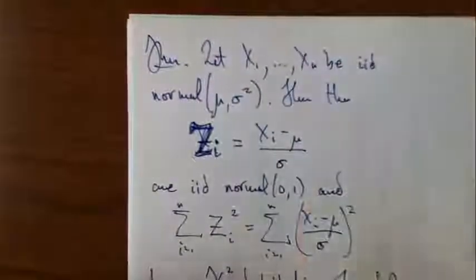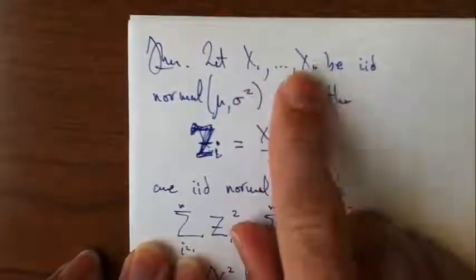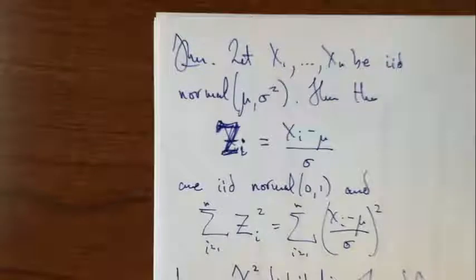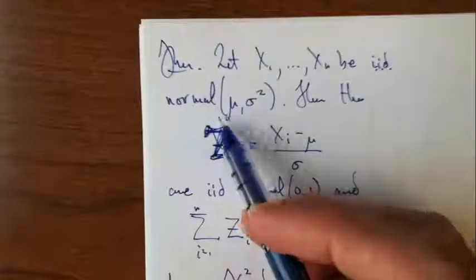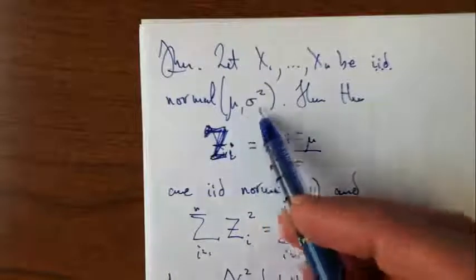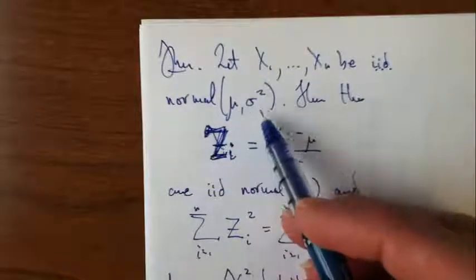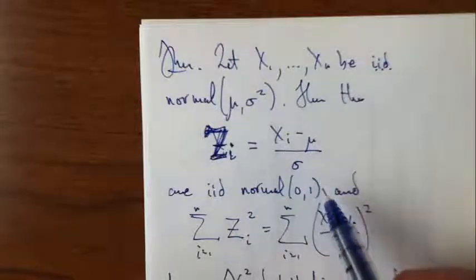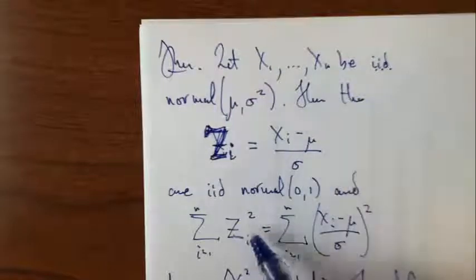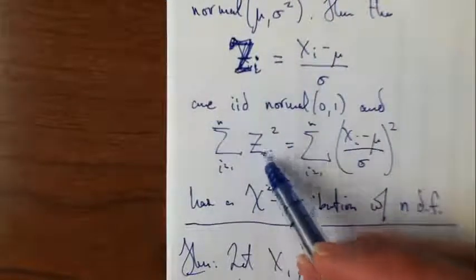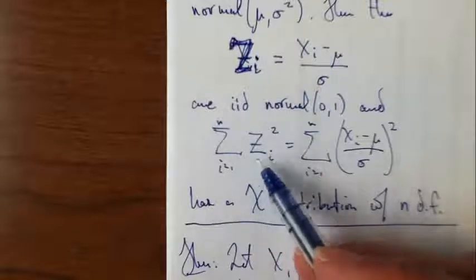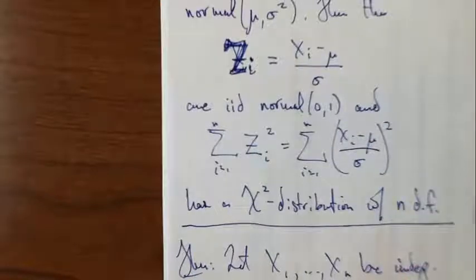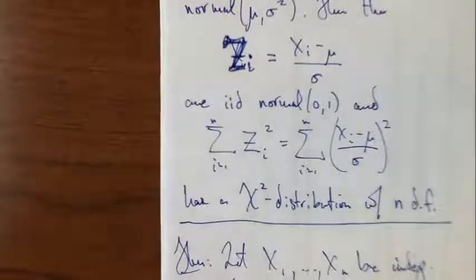Okay, so let's let x1, x2, and so forth up to xn be IID, that's short for independent and identically distributed normal random variables, each with mean mu and variance sigma squared. Then if I standardize each one of these, square each one of those standardized normals and sum those squares, well, this is just a shorter way to write that. This thing turns out to behave like a chi-squared distribution with n degrees of freedom.